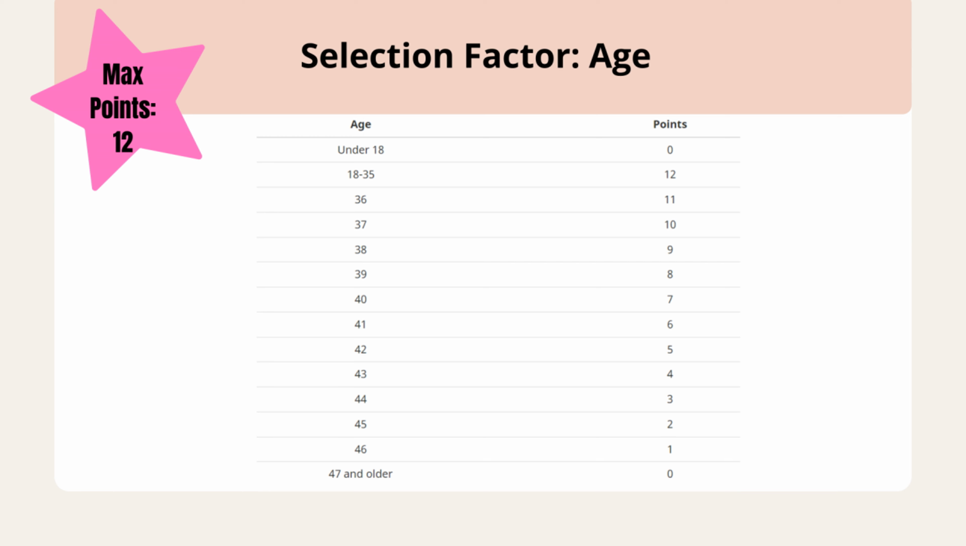The next selection factor we'll be talking about is age. The maximum points you can have for age is 12 points. It just favors some ages more than other ages. Ages from 18 to about 35 get the maximum points. On the bright side, you still get some points from other selection factors. Some people above 35 have higher work experience, where they can get more points.